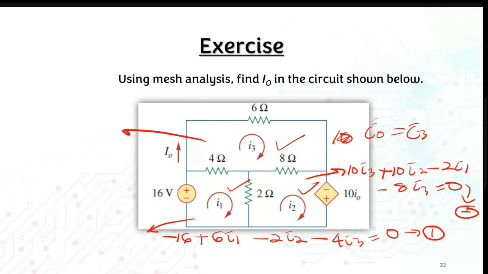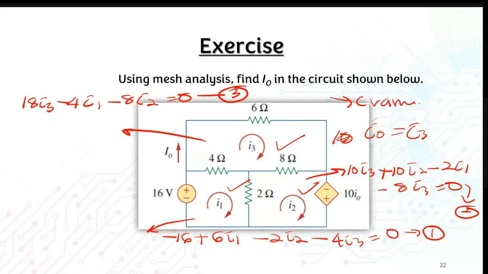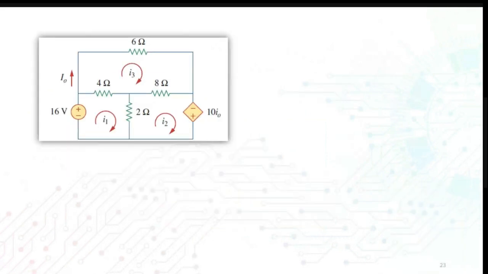And then for mesh 3, what you got is 12 with 6, which gives you 18I3 minus 4I1 minus 8I2 equal to 0. So this is your third equation. You have these three equations, 1, 2, and 3, and now you can solve them using Cramer's rule again. So that's your answer.